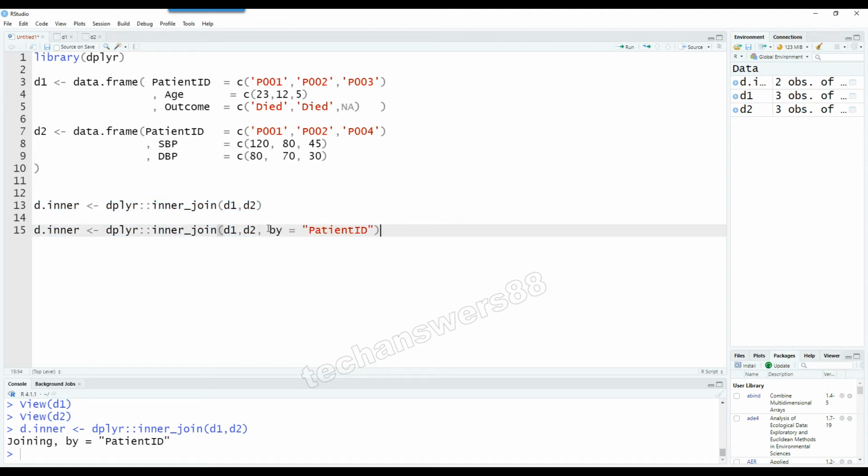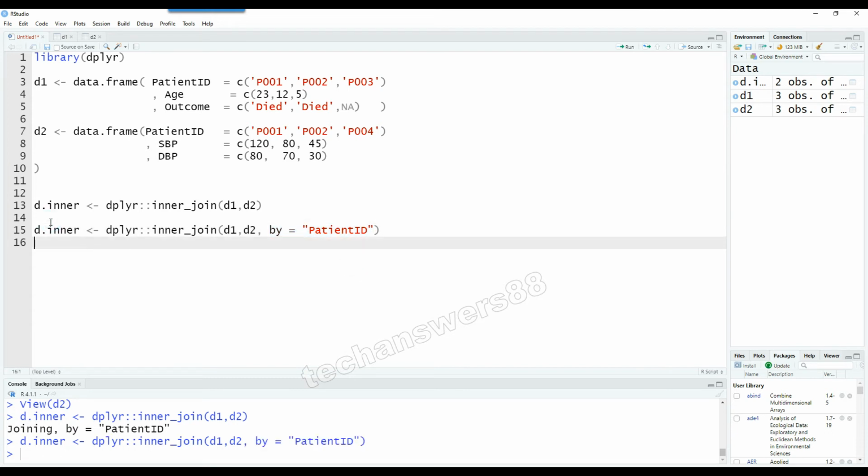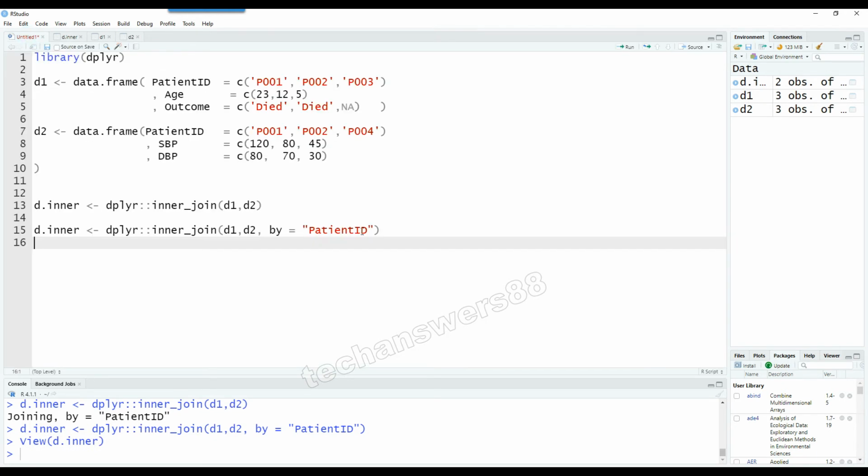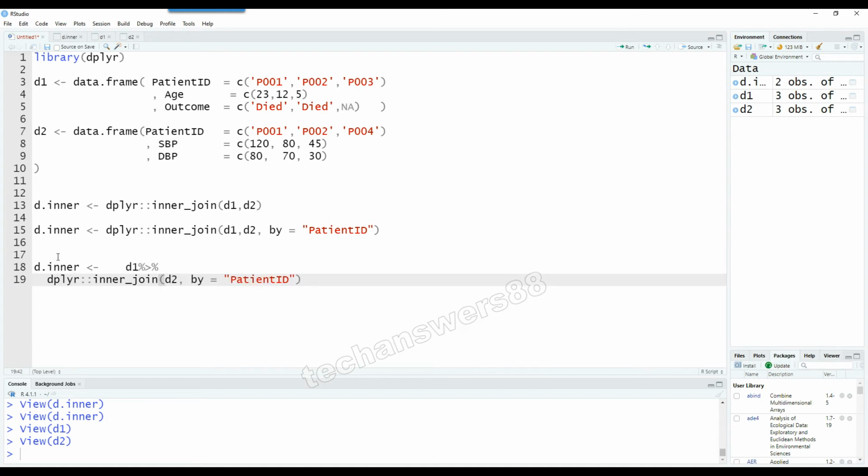So here's an example of that. Let's run this statement and see what the output looks like. We can see that we have two records in there, patient ID 001 and 002, because these are the only ones which exist on both sides of the table.